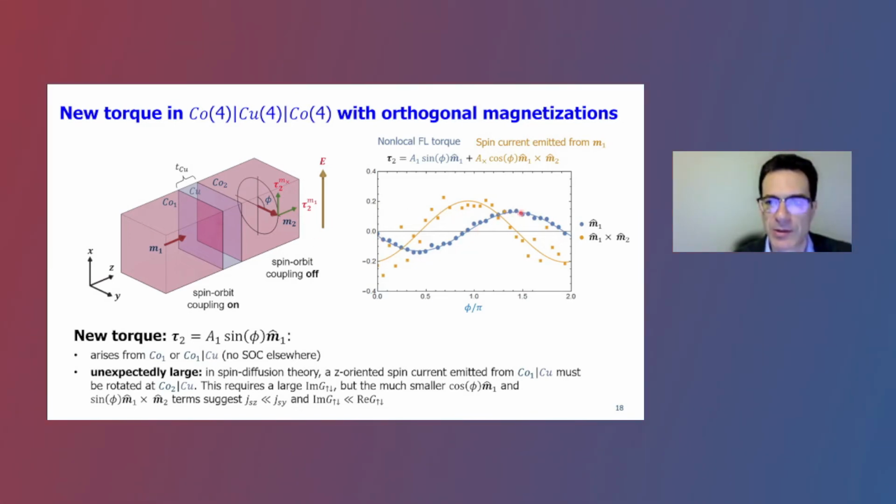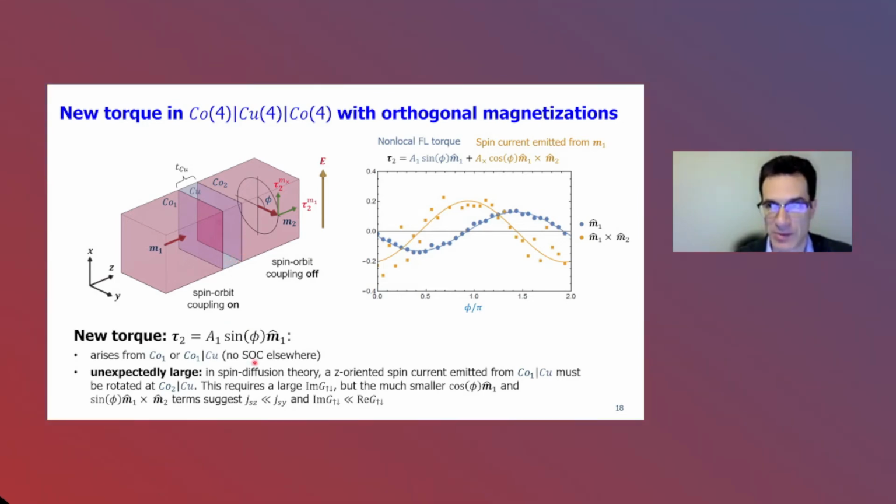This is the blue line here. It's a component of the torque that is parallel to M1. And this component is not predicted by the spin diffusion model. At the very least, it's expected to be small because it requires both a precession of the spins at the interface here and an imaginary part of the spin mixing conductance here.